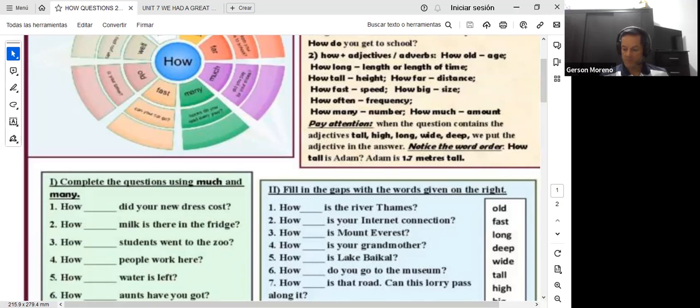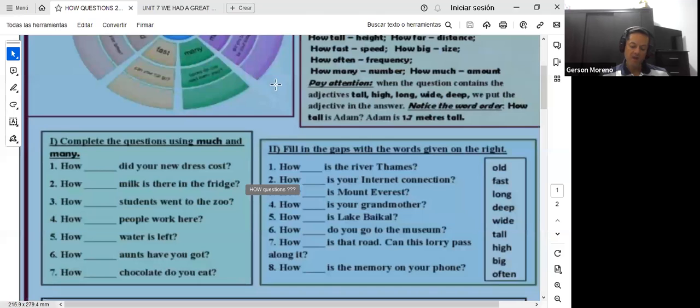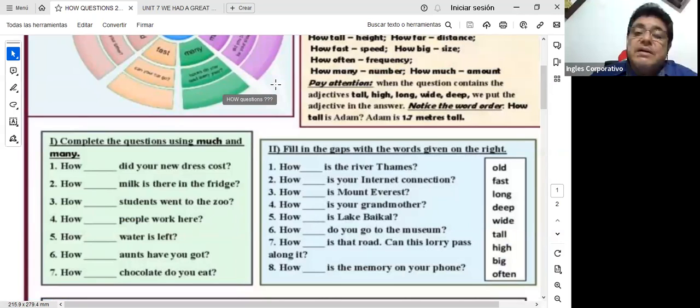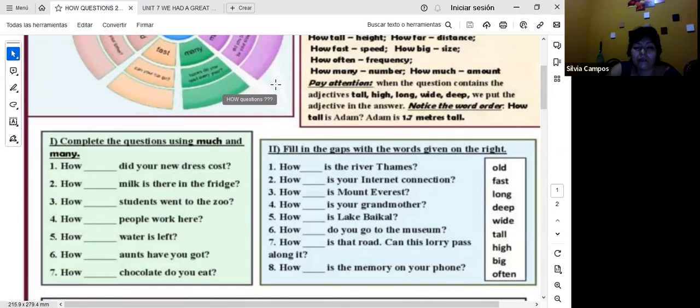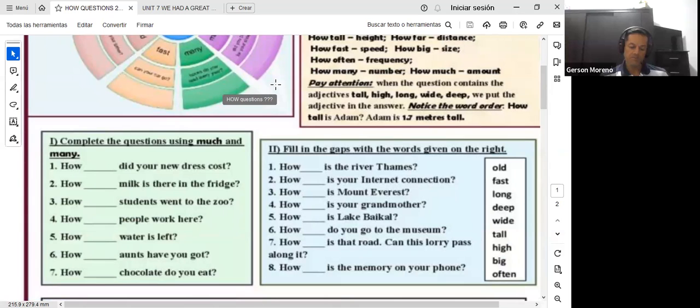Good. Let's continue. Question number 3. Students. How many students went to the zoo? Exactly. How many? Because you can count. 20 students went to the zoo today. Oh, 100 students. So you can count. Okay, good. Quarter. Quarter is left.